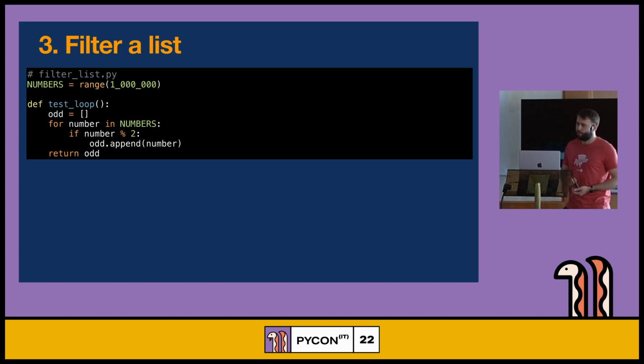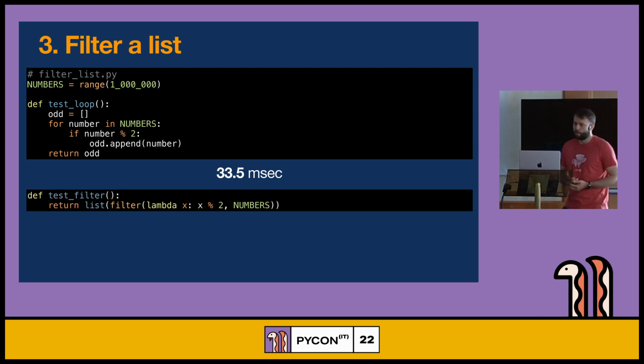While we are talking about lists, let's take a look at another example. Let's say I have a list of numbers and I want to get all the odd numbers. I can write a simple loop that will do the job. And for filtering 1 million numbers, it takes around 33 milliseconds. But since we are filtering something, there is literally a function called filter in the standard library, so we can use that to simplify our code.